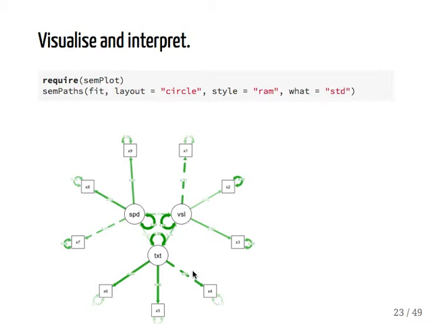RAM stands for reticular action model, which is just a way to represent it. You can pick different styles. In this case, std stands for standardized, as we want the standardized coefficients on this. Otherwise, this one would be 1. Remember that we have 1 as 1, and so this rescales everything. So this one also has a value to it.